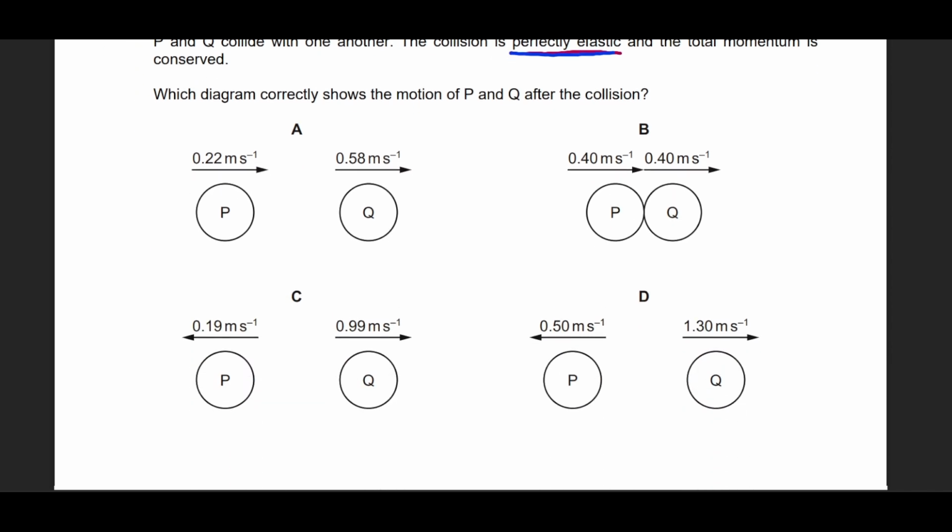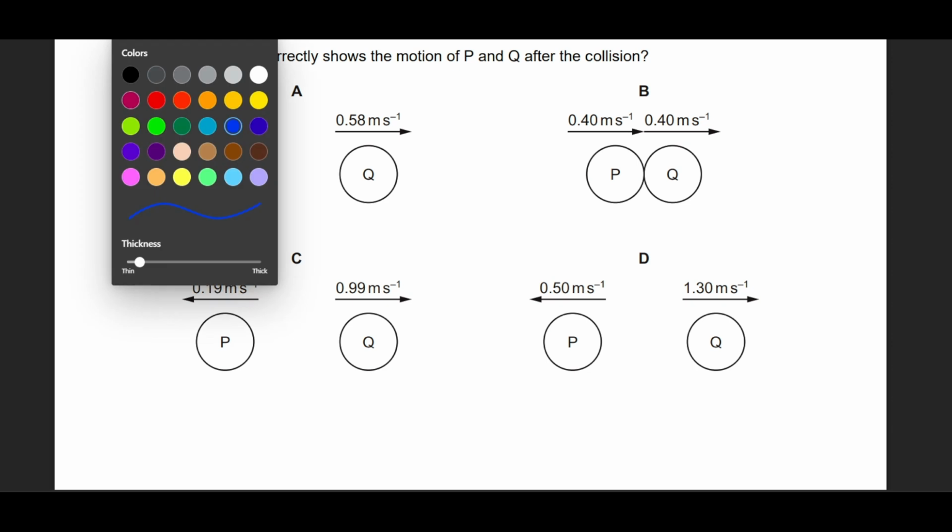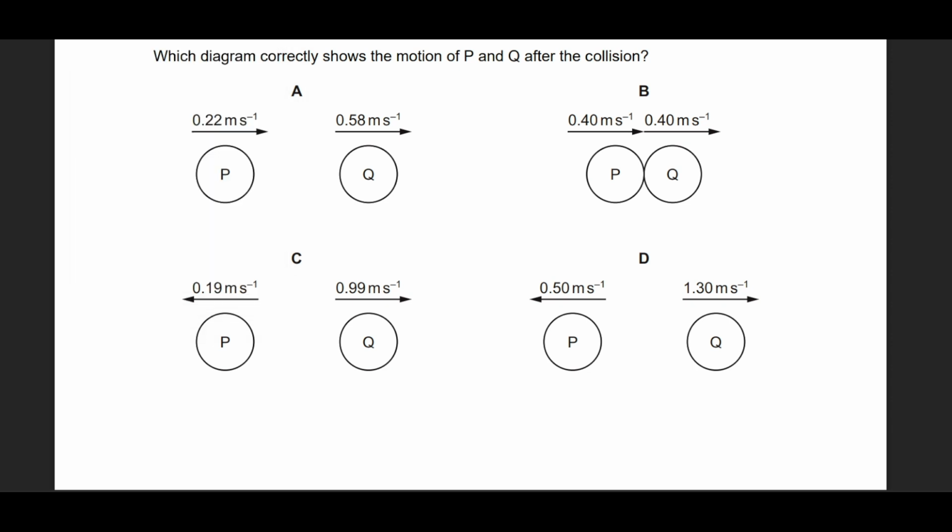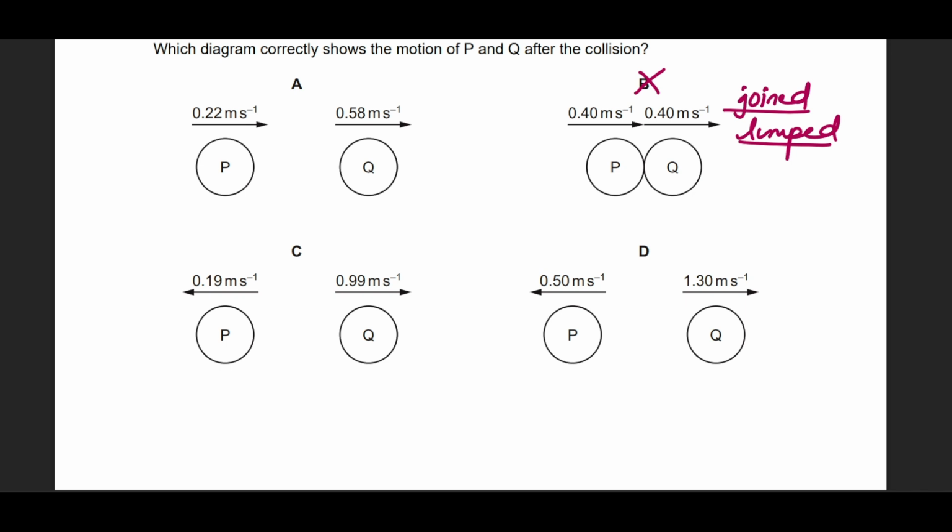Now, let's try all the options, right? First and foremost, which option should be cancelled? Option B will be cancelled. Why? Because when they are joined together, or lumped together, they cannot remain a perfectly elastic collision. That is one of the tricks, right? So if they're joined together, they are not perfectly elastic. No questions asked. Let's try option A.